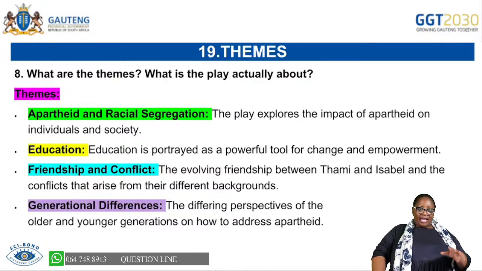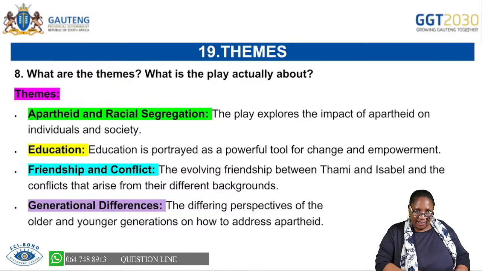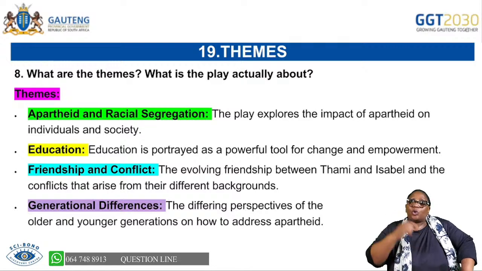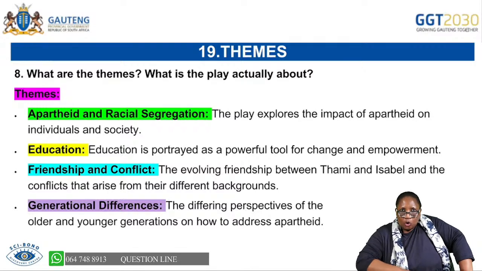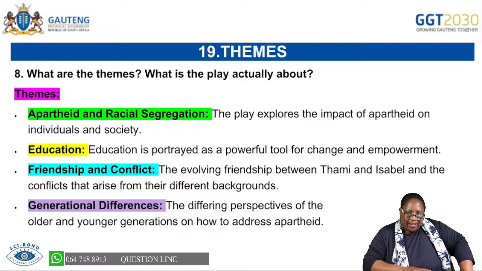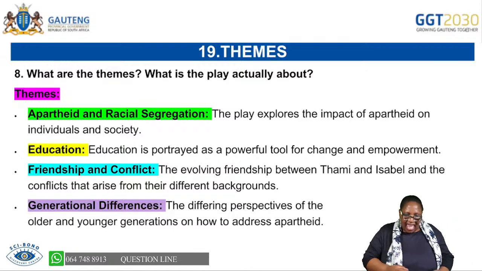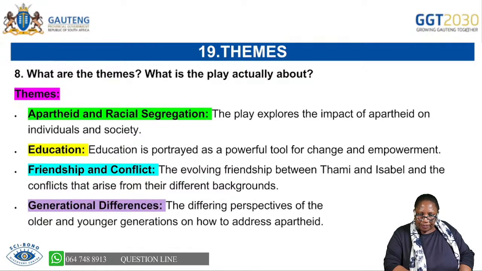And then we also have the theme called generational differences. So, a few themes that you will have to sit down and study, and as you study the book, as you read, check. Do you see apartheid and racial segregation there? Do you see education? Do you see friendship and conflict? Do you see generational differences? And then you must compile those as you read and as you go along.